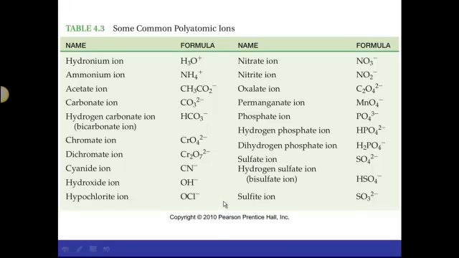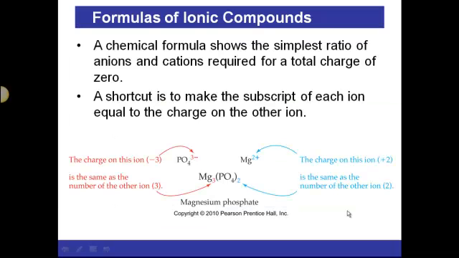Most of them are negatively charged when the polyatomic ions occur. That's just due to the nature of the Earth having so much oxygen present that a lot of these different anions have oxygen in them. So next time we'll talk more about building formulas of ionic compounds.